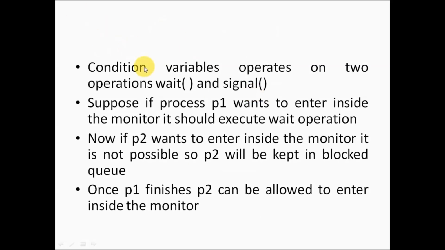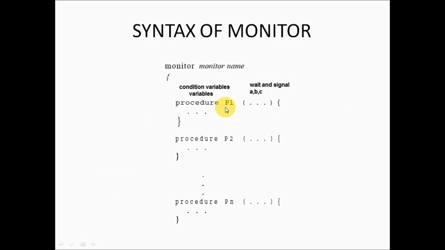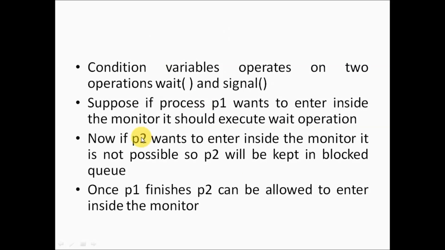So see here, condition variables operate on two operations, wait and signal. You know that. Suppose process P1 wants to enter inside the monitor, it should execute the wait operation. For example, here my procedure P1 is to get the value. Suppose process P1 wants to get the value, what should it do? Process P1 should execute the wait operation, right? So once P1 executes the wait operation, it can go inside and get the value.